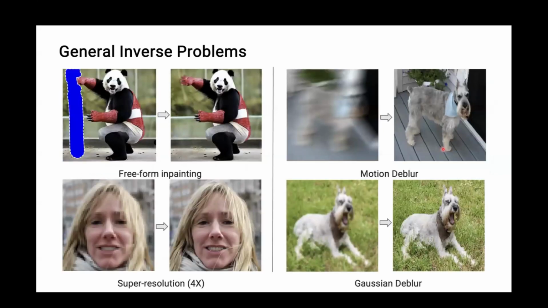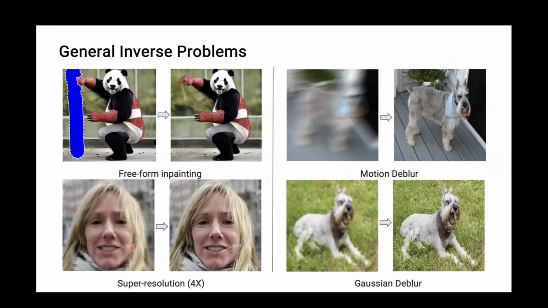So there are many types of inverse problems. Here are various examples. One is something called freeform inpainting, meaning I delete part of the image here and I want to reconstruct it. And this is one possible reconstruction. There are other reconstructions as well, but this is just one possible one. This is a motion deblur. So I've got this, and I want to deblur it to get back to this dog.